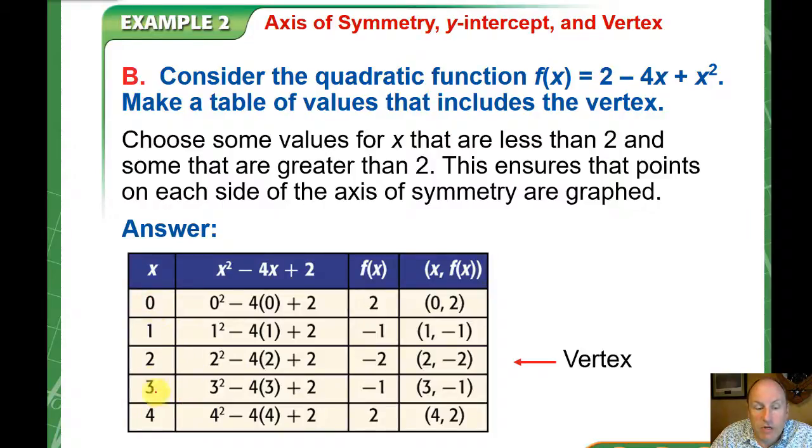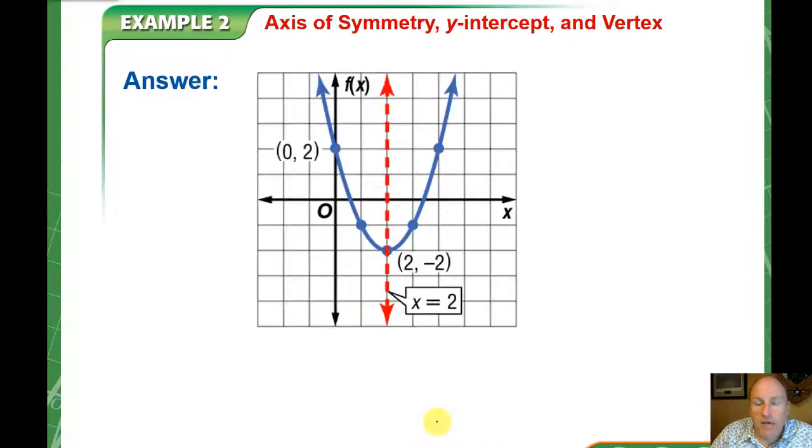And if we plug each of those numbers into the function, we get the points (0, 2), (1, negative 1), (2, negative 2), (3, negative 1), and (4, 2). When we graph that, we first draw the axis of symmetry through the line x equals 2, and then we graph the 5 points. Remember I said 5 points is a really good number for graphing a quadratic: if you use the axis of symmetry as 1 point and then pick 2 numbers to the left and 2 to the right, you're in good shape. So this is what the function looks like.